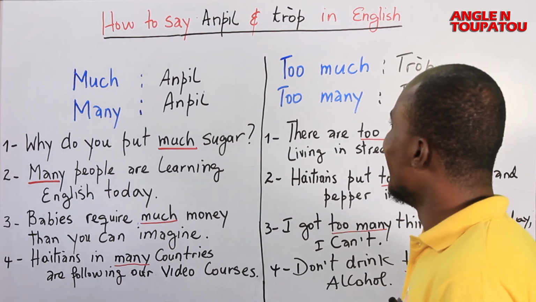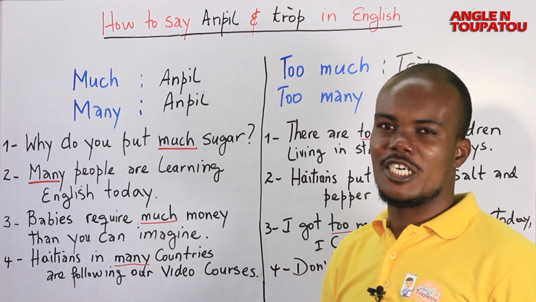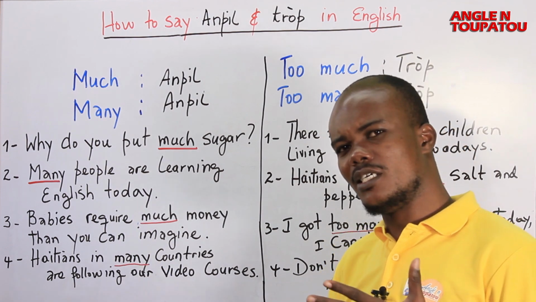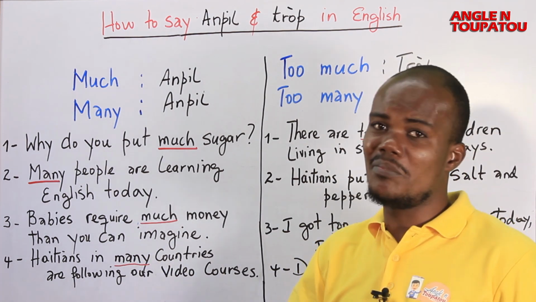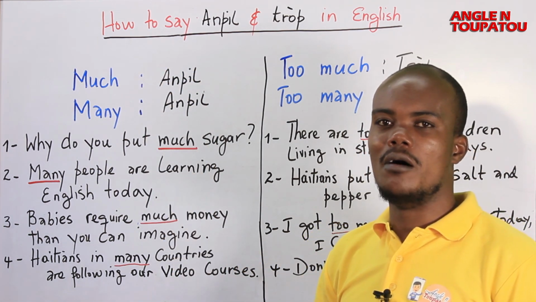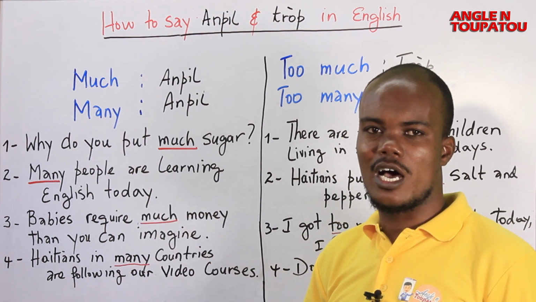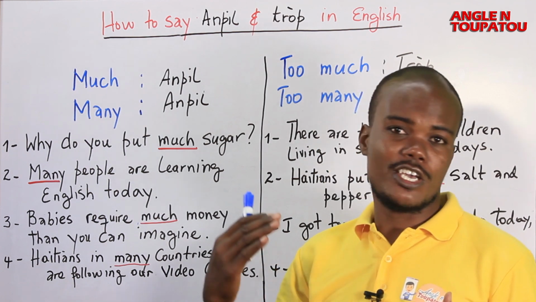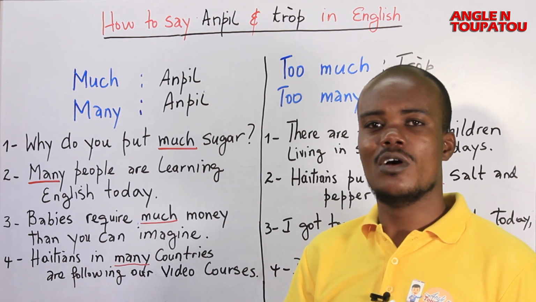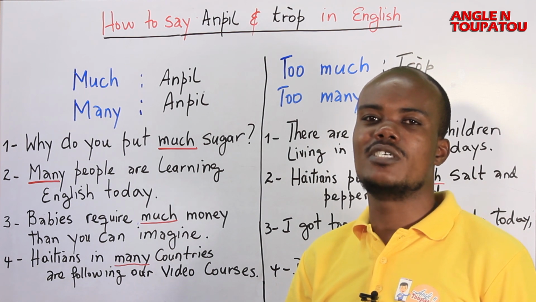Welcome back. I have to explain to you how to use much, many means Anpil. Anpil moun, Anpil pays, Anpil coup, Anpil video. Yes, many, much. Let's start. How can you use much and how can you use many? You use many when talking about countable things, things that you can count.